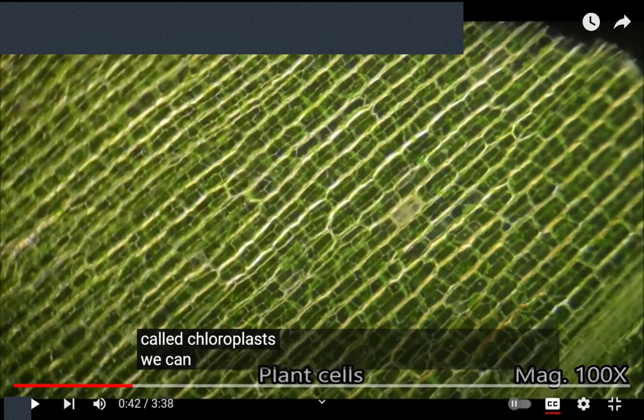Okay. So chloroplast, which basically gives the plant the green coloring.